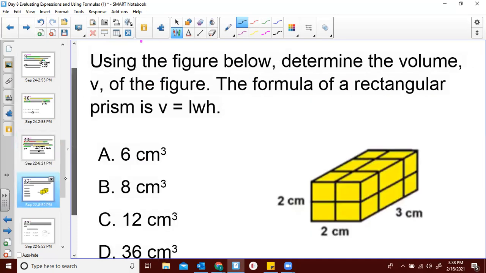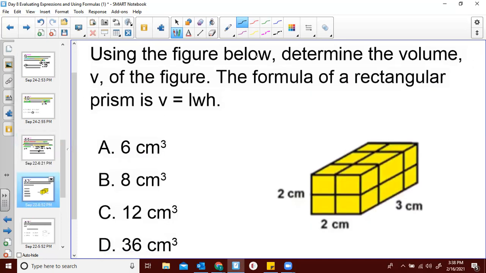All right, this is probably the easiest word problem, right? Using the figure below, determine the volume V of the figure. The formula of a rectangle prism is V, which we know is designated, described, denoted, whatever. It's V is volume. And we have LWH, which is going to be our length, our width, and our height. So we want to determine the volume, and it's defined as V. So we have V here. And then we want to find our length. So we're just going to have length, our width, and last but not least, our height.